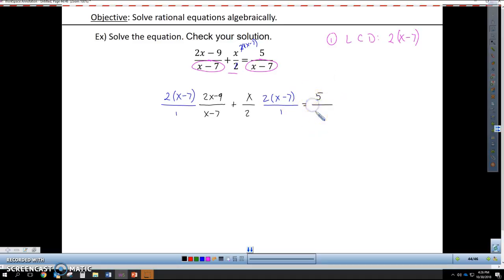So equals 5 times x minus 7, and again I also have to multiply by my LCD here, 2 times x minus 7 over 1. Okay, so this is step 2. I'm going to multiply by the LCD. Okay, I have x minus 7 cancels, and below I have 2 times 2x minus 9.